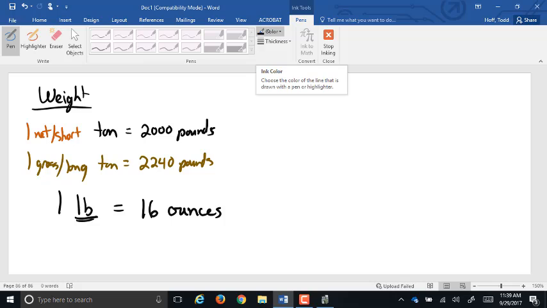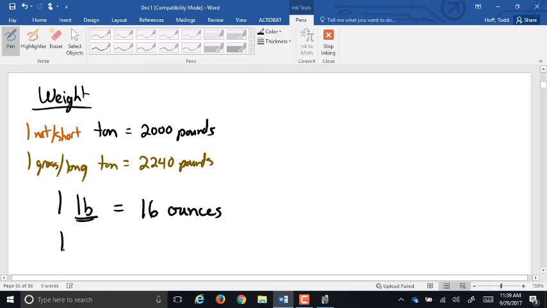The abbreviation for ounce also came from the Latin word for ounces, and I don't remember what it is. The abbreviation is OZ. I usually know the Latin word for ounce, and I can't remember it right now, but it doesn't matter. There are units smaller than an ounce.